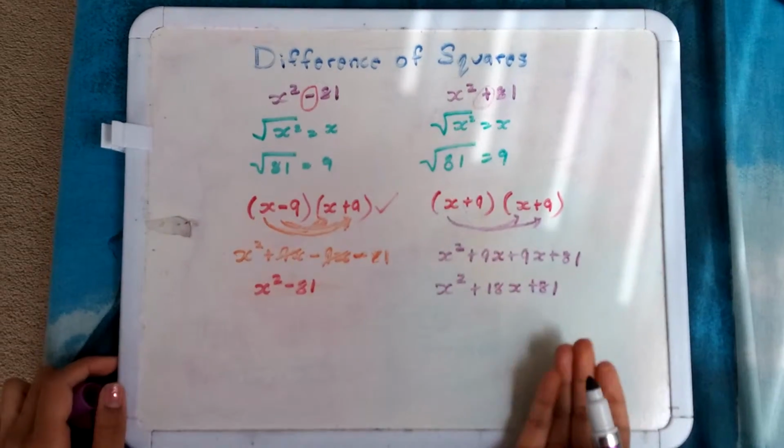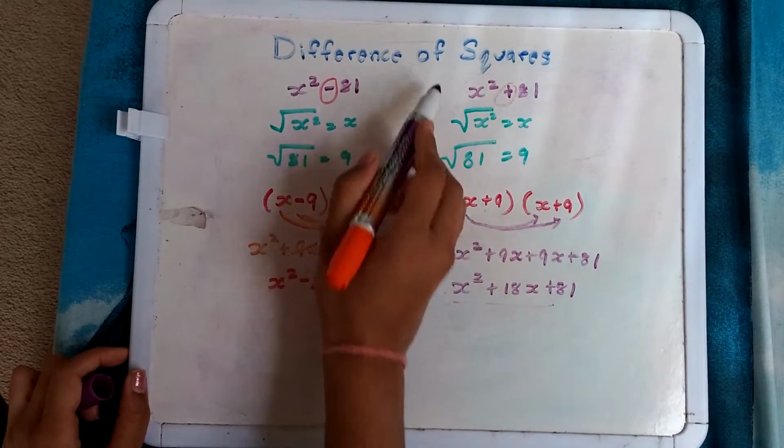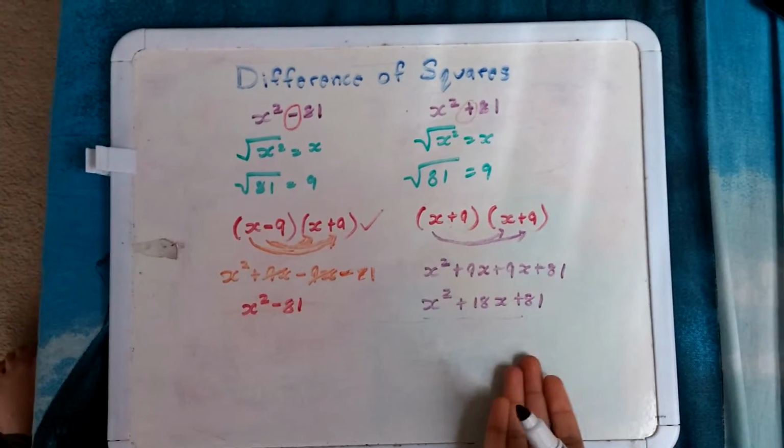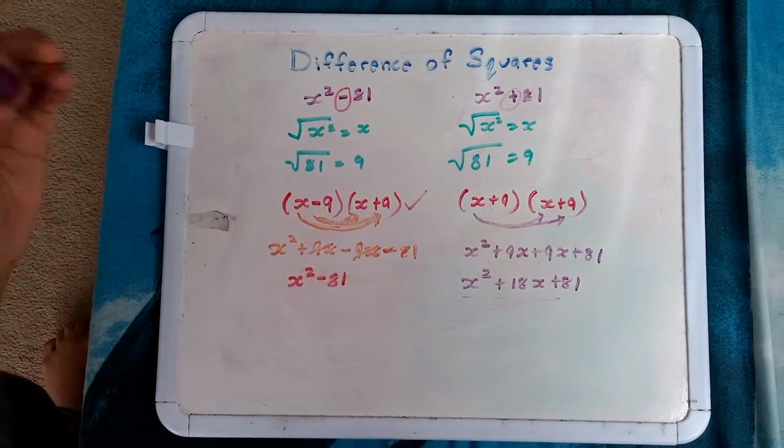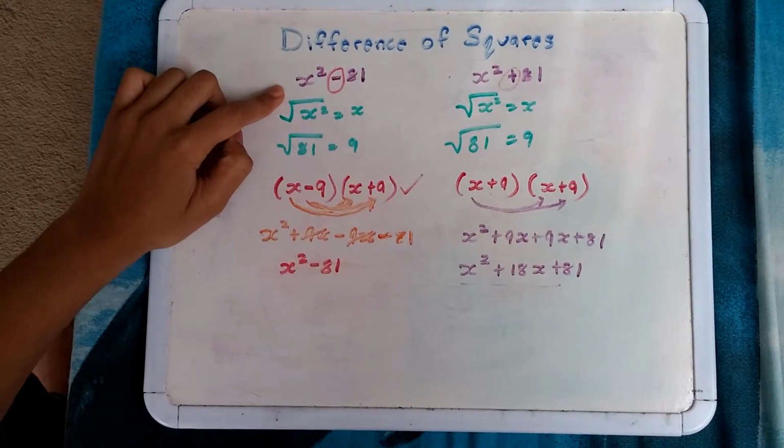So you can see that this is not possible because you do not end off with what you started off with, because you end off with a trinomial instead of the binomial you were originally given, which is exactly why difference of squares is only possible when there's a negative sign in the middle.